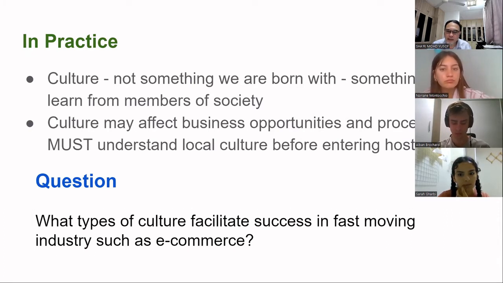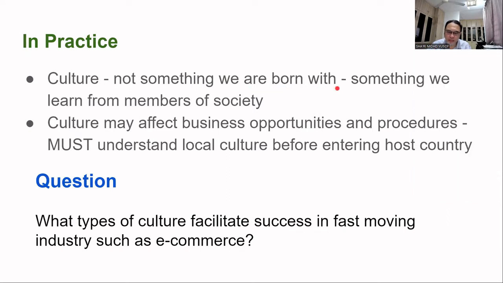So in practice, it's not something we are born with. It is something that we learn from members of society. If you are of British culture, then you follow the way the British have breakfast, or do things, do work, do presentations and so on. So culture may affect business opportunities and procedures, and we must understand local culture before entering the host country.